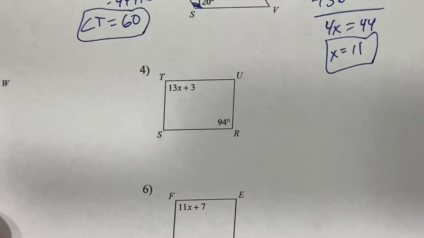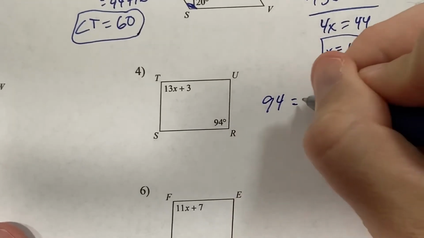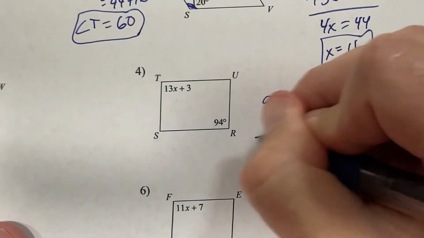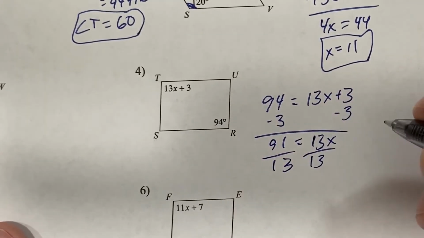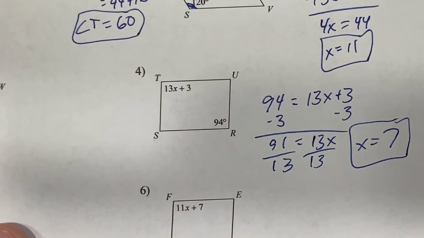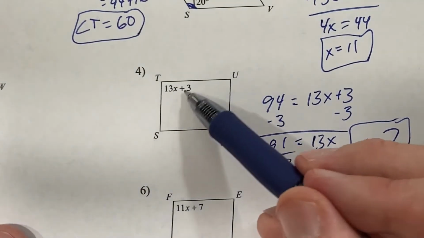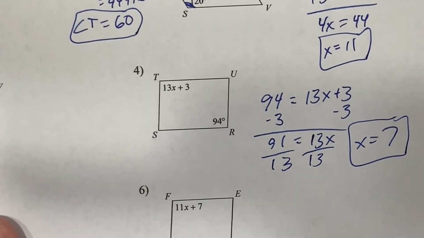Next one, number 4. These are opposite angles in a parallelogram. So I got opposite angles are congruent. 94 equals 13x plus 3. I'm going to subtract 3 over here. That would be 13x equals 91. And then when you divide by 13, that would give you 7. Okay? And same thing, you could plug in 7 over here. 7 times 13 would be 91. And then add the 3, that would be 94. Opposite angles are congruent in a parallelogram. Okay? Let's look at maybe 2 more.